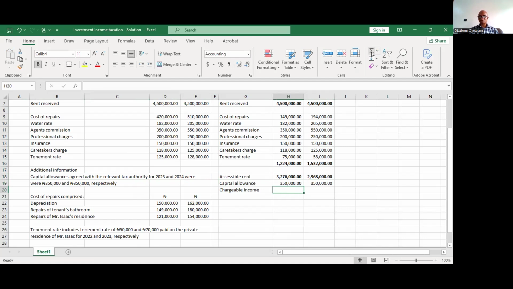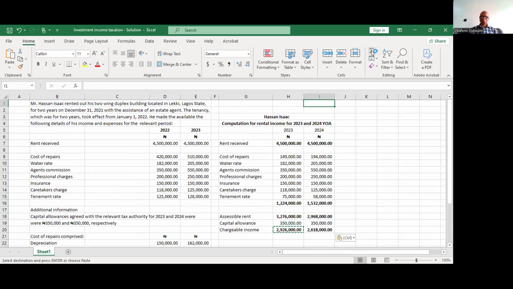So how do you arrive at chargeable income? That's the amount to charge to tax. You're going to deduct 350 from the assessable rent. So that's what you have, and then you arrive at this figure now, 32.926. And then you do the same thing here. You copy from there, and that's what you have, 2.618.